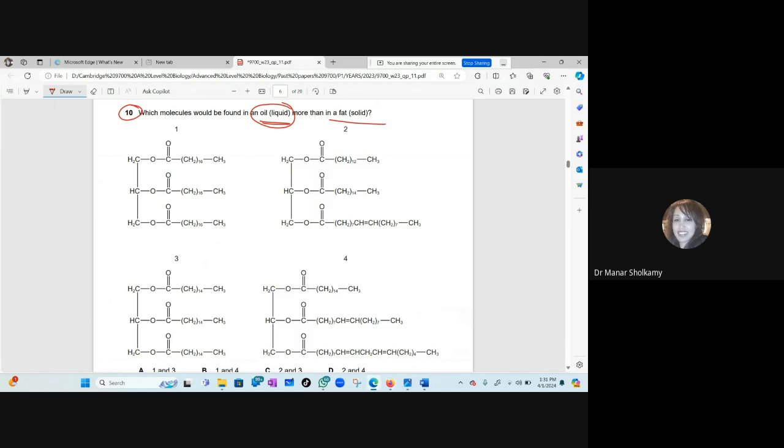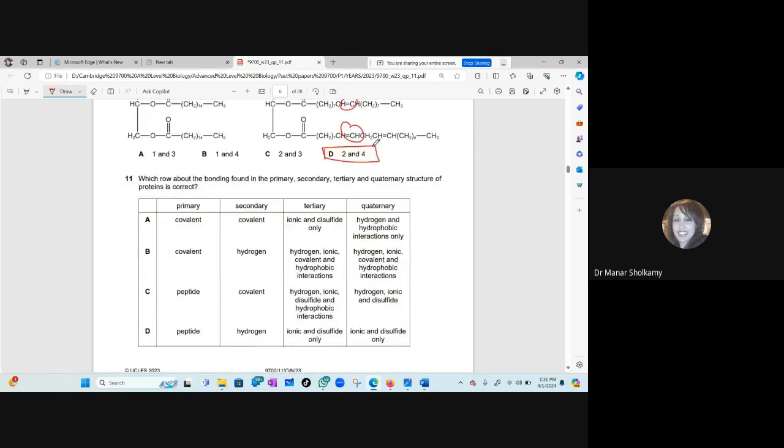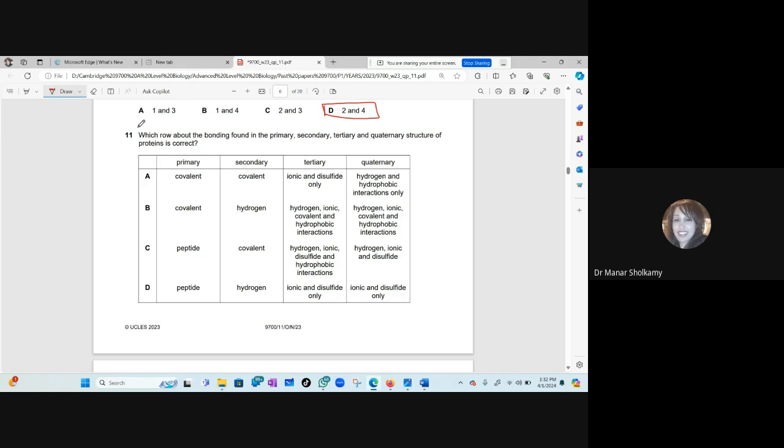So what do I expect to see in the structure, on the hydrocarbon chain? Double bonds. So I'm going to look at every structure. This is the hydrocarbon chain here, and this is bonded to a glycerol, fatty acids and glycerol. You should be familiar with this now. And 2, I see a double bond here. 3, I don't see a double bond. 4, I see double bonds. So the answer will be 2 and 4. The answer for 10 will be D. Clear? Are you all with me?